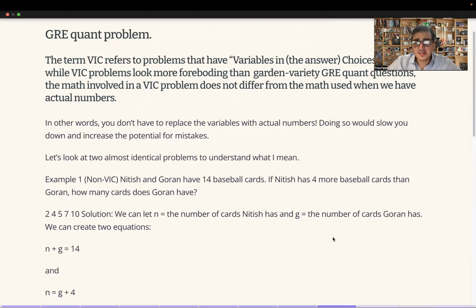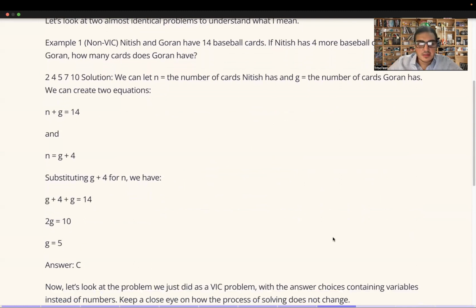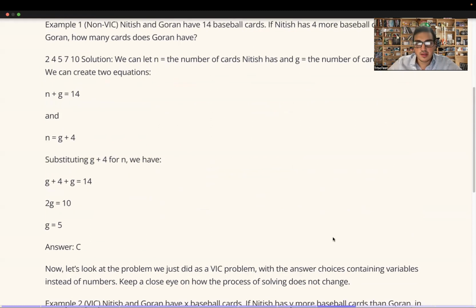Example 1, a non-VIC question. Nitish and Gordon have 14 baseball cards. If Nitish has 4 more baseball cards than Gordon, how many baseball cards does Gordon have? We can let n be the number of cards Nitish has and g be the number of cards Gordon has. We can create two equations, n + g = 14 and n = g + 4. Substituting g + 4 for n, we have that g + 4 + g = 14, or g = 5. So the correct answer is C.